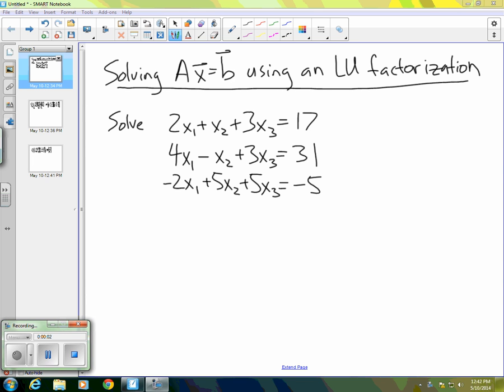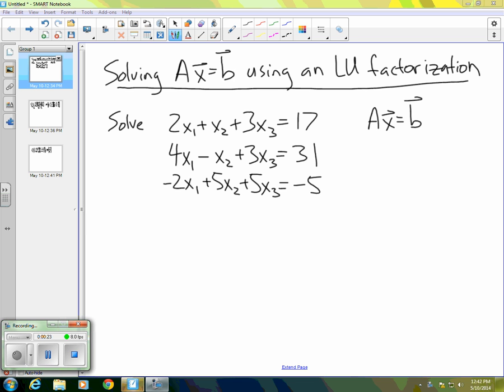In this video, we're going to solve the given system using LU factorization. Let me just remind you that when we have a system like this, we can write our system of equations as a matrix and vector equation of the form AX equals B.